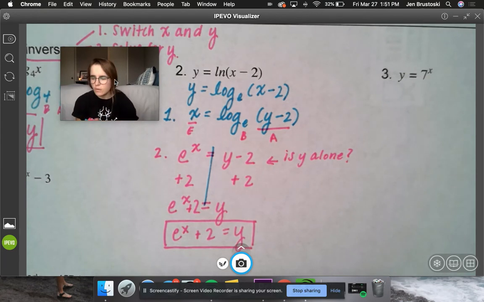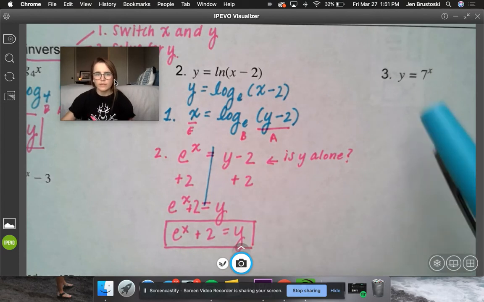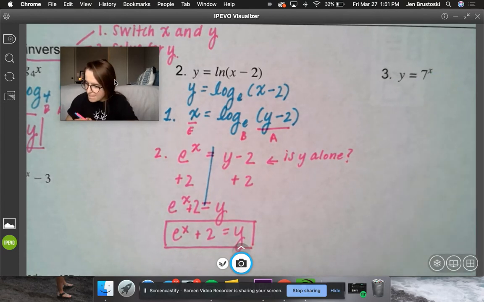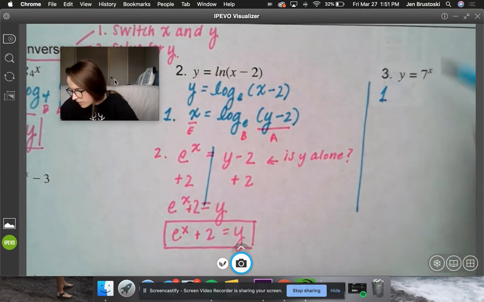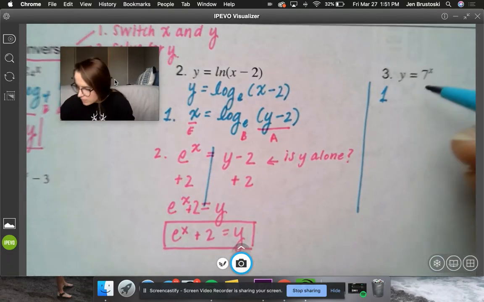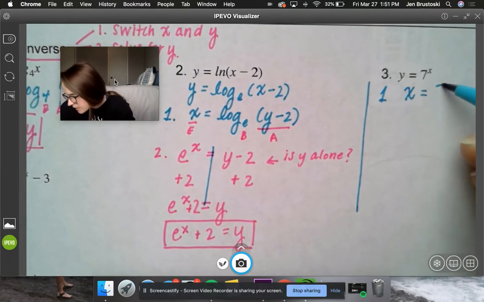Okay, so I have y equals 7 to the x. Before we were in log form, now we're moving from exponential form. The steps are still the same though. So first, I need to switch my x and my y. So I have x equals 7 to the y.